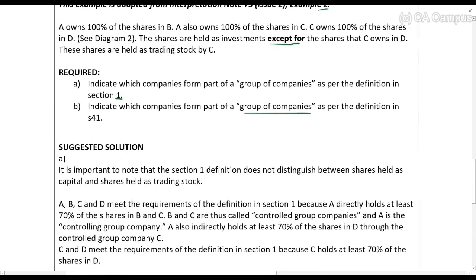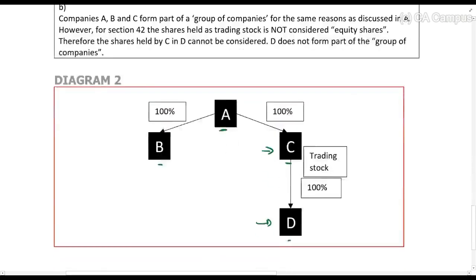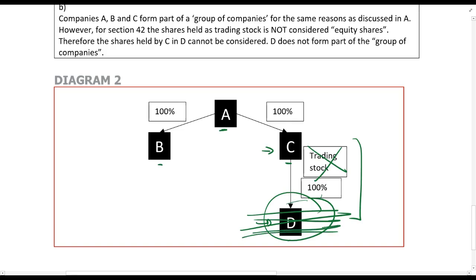B, are they a group of companies for Section 41? So the starting point is to say yes, they are, but we have to exclude certain things like foreign companies. What do we also need to exclude? Trading stock. So this situation over here cannot be. So D, for the purpose of Section 41, cannot be part of the group of companies. So for Section 41, only A, B, and C will form part of a group of companies.